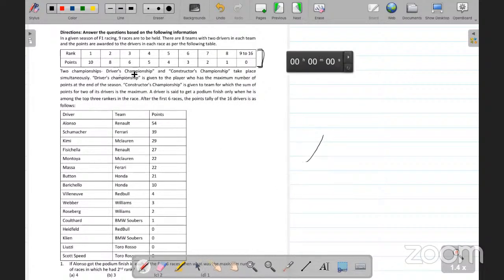2 championships, drivers championship and constructors championship take place simultaneously. Drivers championship is given to the player with maximum number of points at the end of the season. Constructors is given to a team, right? A driver is said to get a podium finish when he is among top 3 rankers. So to get a podium finish, you need to be among the top 3 rankers.